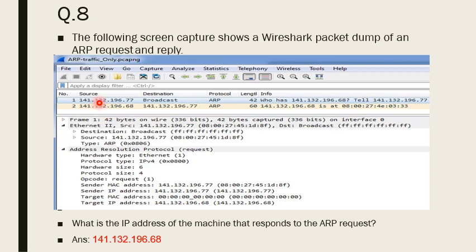So this source, 141.132.196.77, is broadcasting, and 141.132.196.68 is replying. So that was the answer of that.